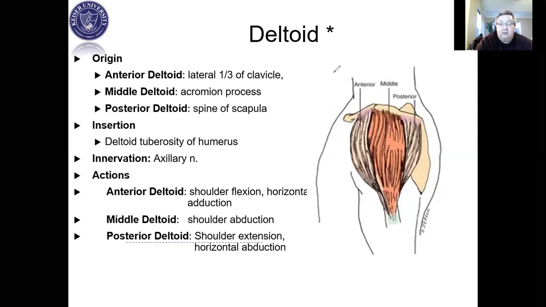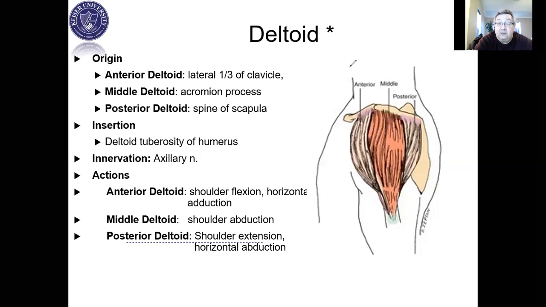The middle deltoid. The job of the middle deltoid is shoulder abduction. Remember, I said that the supraspinatus, one of the rotator cuff muscles, does shoulder abduction, but it does only the first 30 degrees of shoulder abduction. It is the middle deltoid that finishes the job. So the supraspinatus and middle deltoid have the same actions. They both do shoulder abduction.